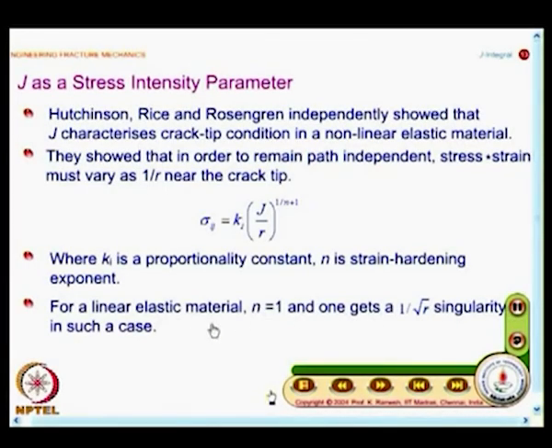For a linear elastic material, n is equal to 1, and you get a 1 by root r singularity in such a case. Whenever you come out with a new result, you want to go back and see whether the earlier results are obtainable from the generalized form. That way you accept that the generalization is proceeding in the right direction. It is an indirect check that the mathematics you have developed is consistent, and there are no contradictions.